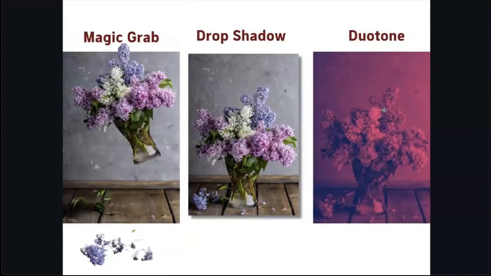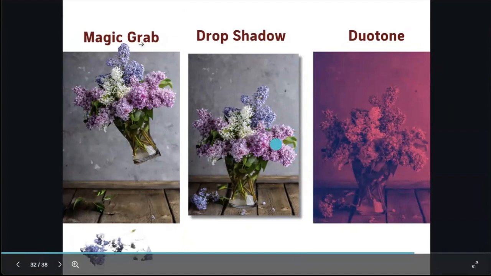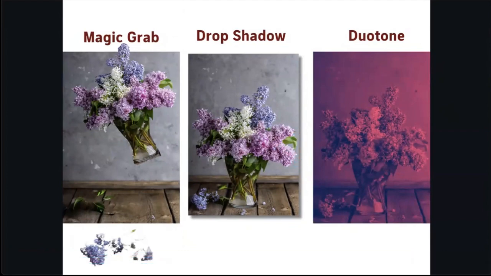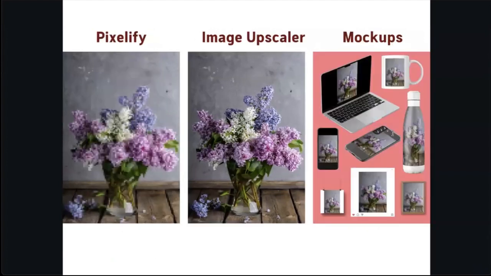Magic Grab allows you to brush over a certain aspect of the image, and then it detaches it from the image, so you can move it around to different places. Drop shadow, or shadows in general: you can add different types of shadows to the image to make it look a little more three-dimensional. Duotone brings it down to just 2 colors, and then you can play around and set those. This is an indigo and a red, but you can do everything, and they have some presets with nice names like blush, dusk, dawn, and moonlight, and it's fun to play around with.